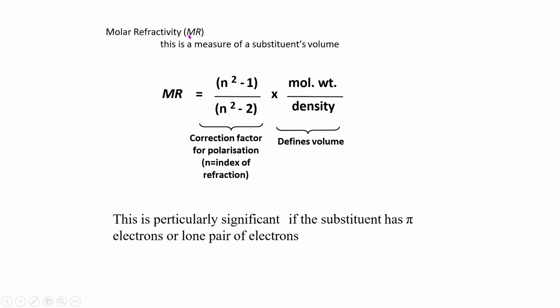Now these Taft steric factors are calculated by using the molar refractivity. The Taft steric factors and the number of substituents studied by this method are restricted. Now what is the meaning of the word molar refractivity? Molar refractivity is the measure of the volume which is occupied by an atom or a group in the atom.